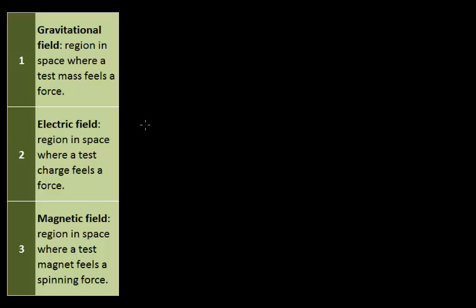And today we're going to talk about the three fields that you'll encounter in the IB program, which are the gravitational field, somewhere where a test mass feels a force, an electric field where a test charge feels a force, and a magnetic field where a test magnet feels a spinning force. Okay, so let's start with the gravitational field.